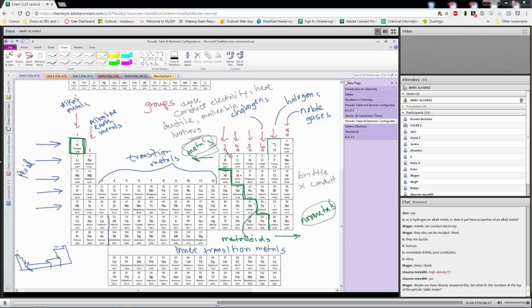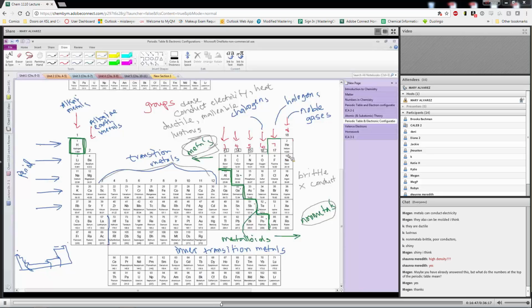These numbers here, it's just a way of naming or referring to the column. Is that what you're talking about, Megan? Yep. Nothing fancy except that I'm going to call this 3, 4, 5, 6, 7, and 8 because there's no point in calling this anything but the transition metals for the purposes of this class.